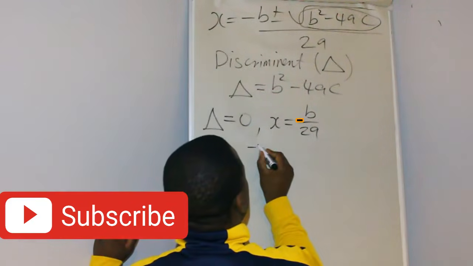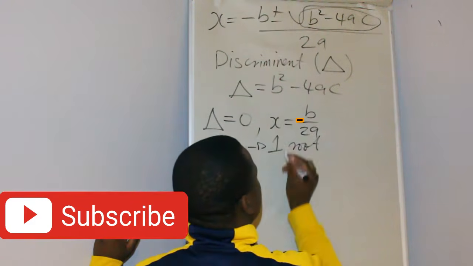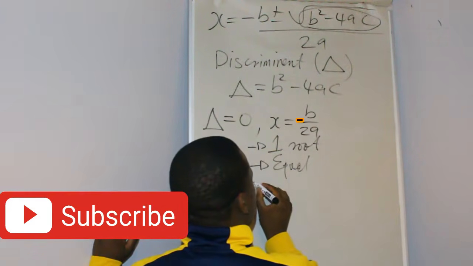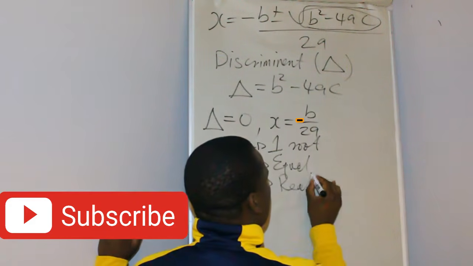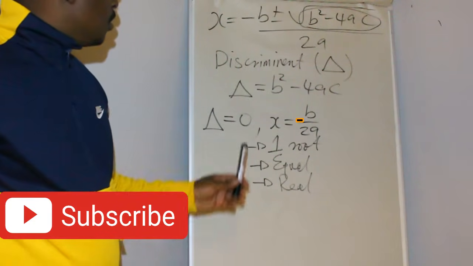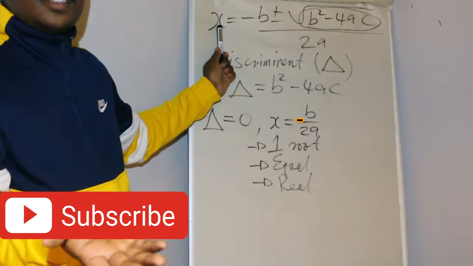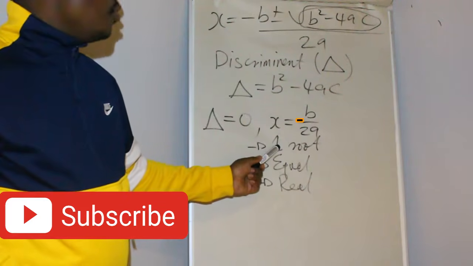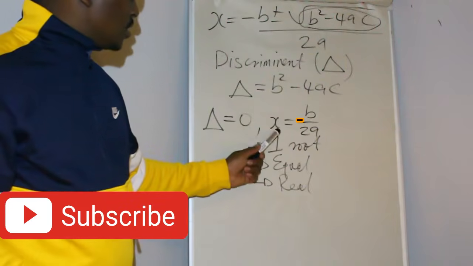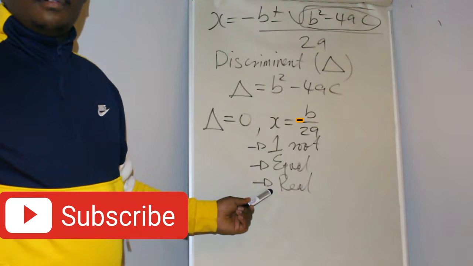So what that means is you will have one root, which is equal, and it's a real number. This is what happens when your discriminant is 0. When your discriminant is 0, your x value, which is your roots, your solutions, is going to be one. You will have one root, one equal root, and this is a real number.